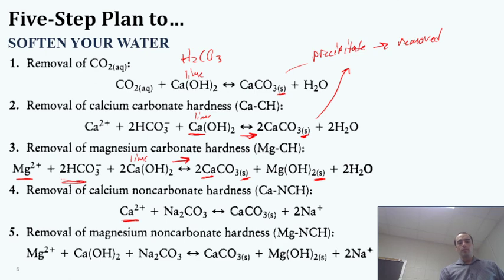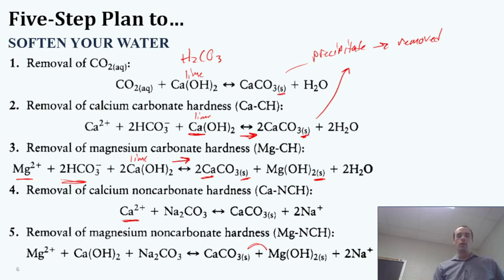Lastly, we can do the same type of thing with the magnesium non-carbonate hardness, where we, again, no longer have enough carbonate in the system. But at this point, we also have pretty much no calcium either. So we end up adding a little bit more calcium because this particular reaction likes to go when it's making both magnesium hydroxide solids and the calcium carbonate.